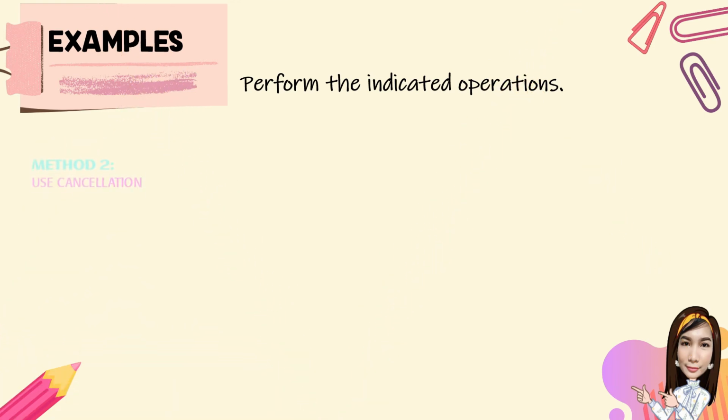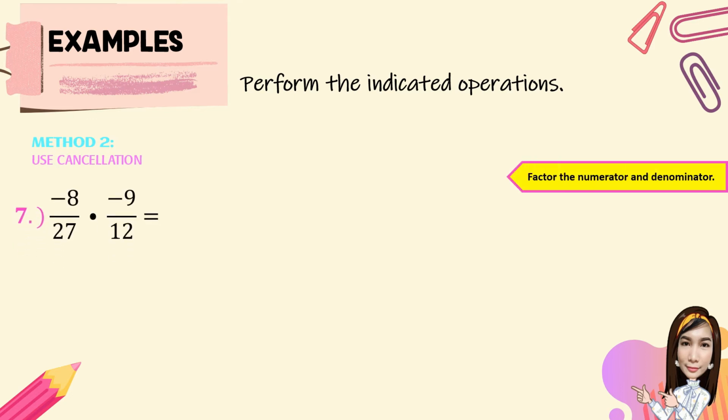For number 7, still we are going to use the method 2. Given negative 8 over 27 times negative 9 over 12. So here, we're going to factor the numerator and denominator having the greatest common factor. So negative 8 is equal to negative 2 times 4, all over 27 is equal to 3 times 9, times negative 9 over 12 is equal to 3 times 4.